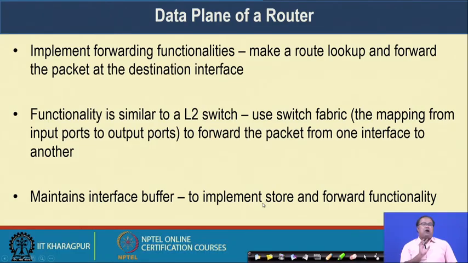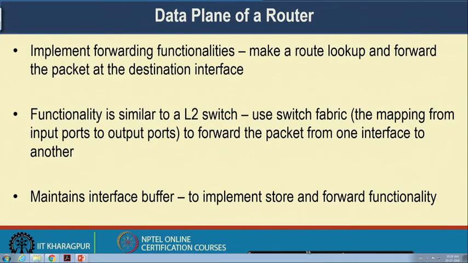Now, the data plane of a router, that is the interesting part. It implements the forwarding functionalities. So, it makes a route lookup and forwards the packet to the destination interface. This functionality is similar to a layer 2 switch. So, you can use the switch fabric. A switch fabric means it is a mapping from input ports to output ports. That means, if a packet is input to a particular port, in which output port it needs to be forwarded to.